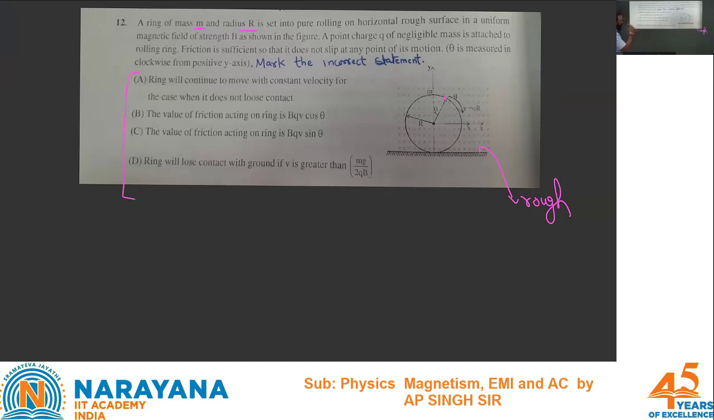And remember that the charge which is fixed on the ring does not have any mass. Think about it. The charge which is given on the ring does not have any mass.